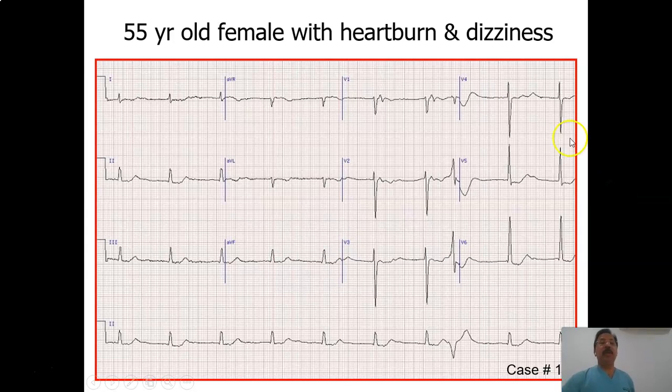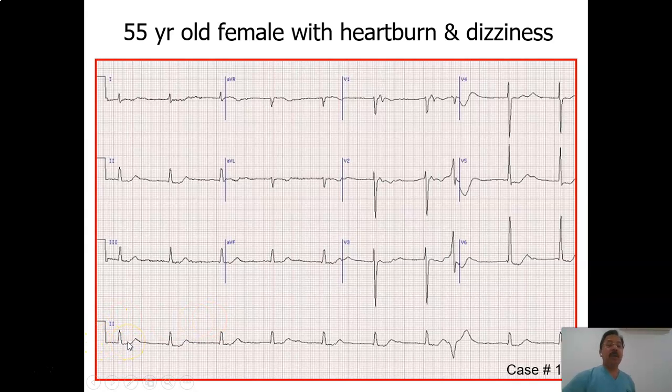Okay, this ECG, case number 14, is of a 55-year-old female with heartburn and dizziness. So this is a symptomatic patient. Look at the rhythm. It looks slow. So it looks like bradycardia, and it's irregular, but occasionally in between there is a wide QRS complex.